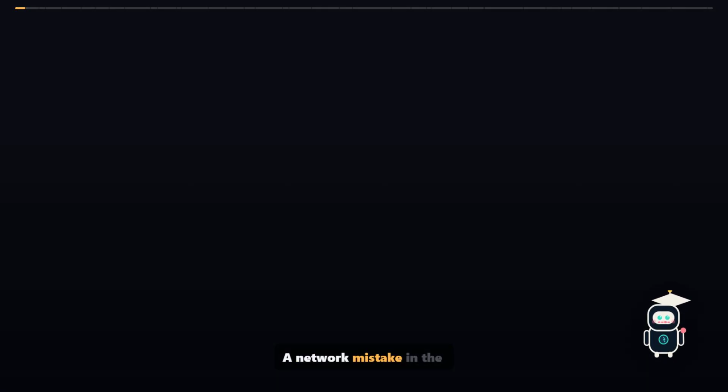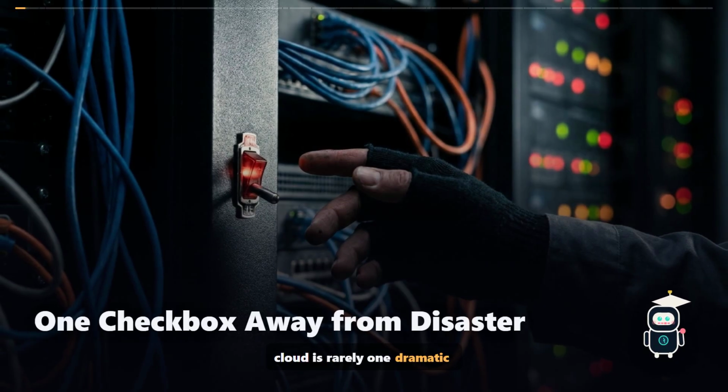A network mistake in the cloud is rarely one dramatic checkbox. It is usually a combination: an internet route, a public IP address, a security group that is too open, exposed credentials, or a database that was placed where it never should have been reachable. That is why Amazon VPC matters.